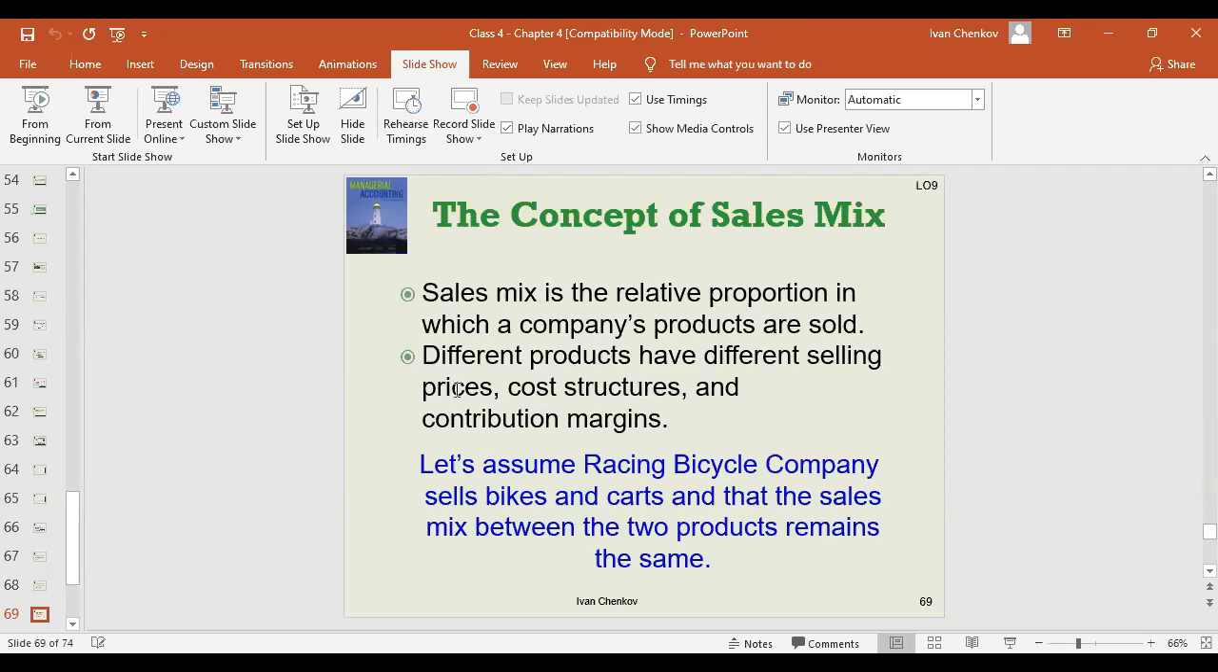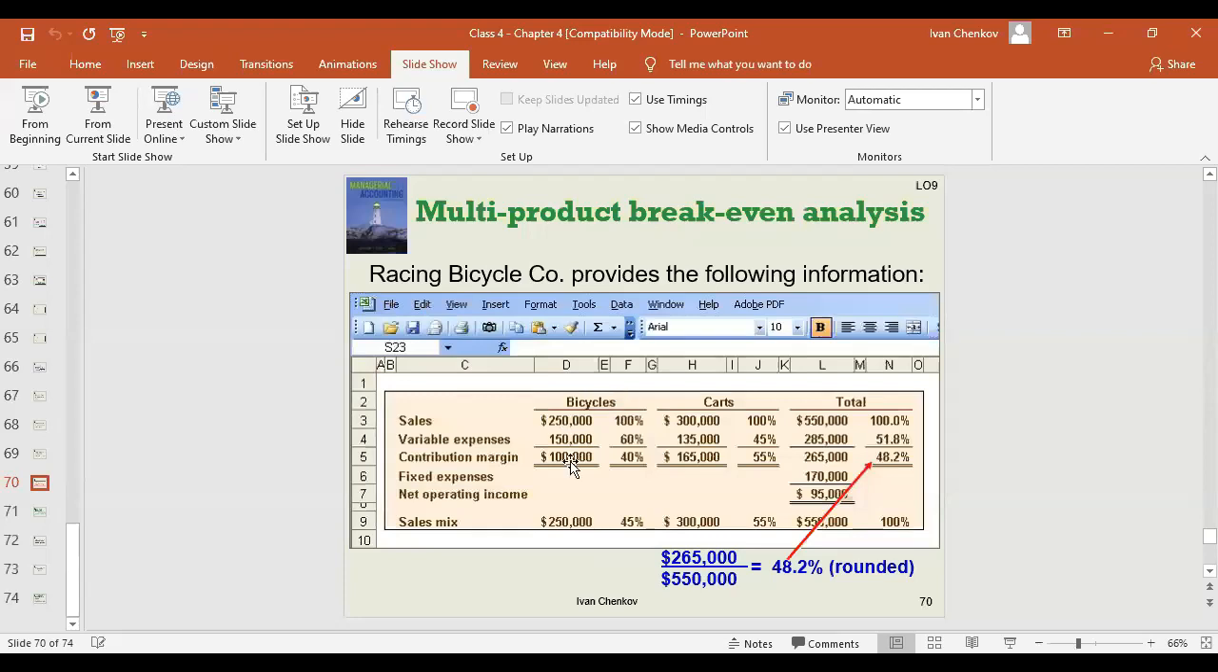Different products have a different selling price, cost structure, and contribution margin. So let's see this company. Now they're selling bicycles and carts. The bicycle has a contribution margin of 40%, and the carts have a contribution margin of 55%. When we combine, the sales are always 100%, correct? The question is, how much of the sales belongs to the bicycle and how much belongs to the cart? Obviously, 45% belongs to the bicycles and 55% belongs to the carts.